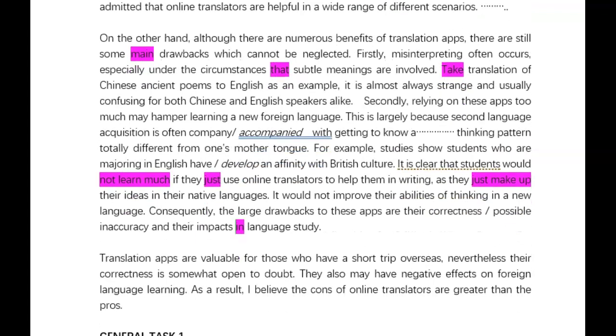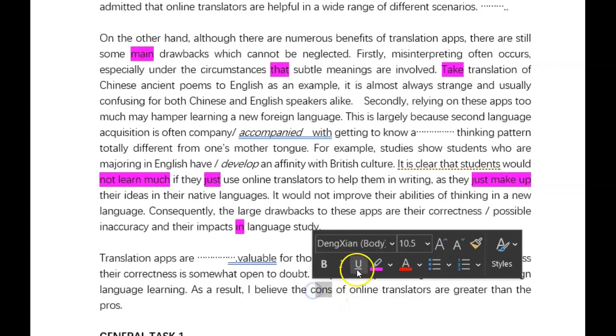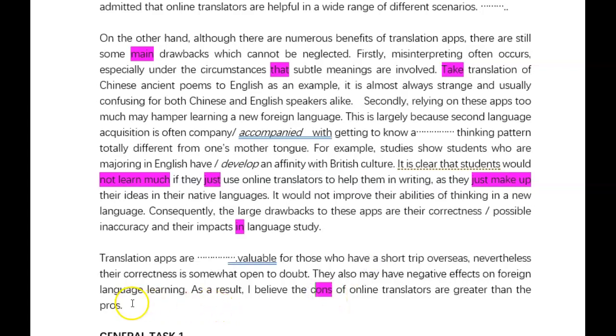Translation apps are valuable, are undoubtedly valuable. I think you could be more emphatic here. Undoubtedly valuable for those who have short trips overseas for pleasure or business, if you haven't put it up there. Nevertheless, their correctness is somewhat open to doubt. Very good. They also may have a negative effect on foreign language learning. As a result, I believe, don't use cons and pros. It is way too informal.